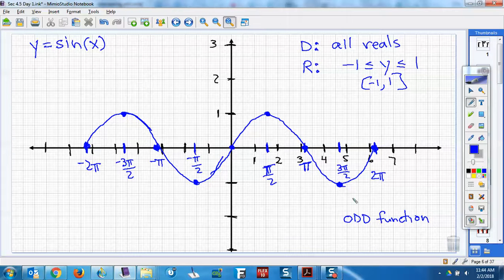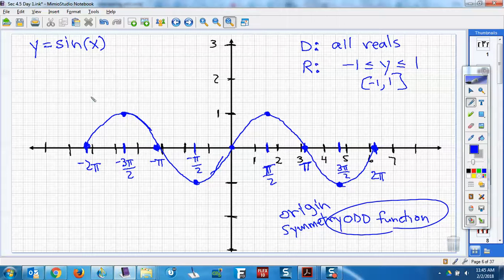Okay? All right, notice it's an odd function. It's got origin symmetry. Remember, you put in pi halves, you get 1. You put in negative pi halves, you get negative 1. Opposites in, opposites out. Sine is an odd function. Origin symmetry. Now that can be helpful too.